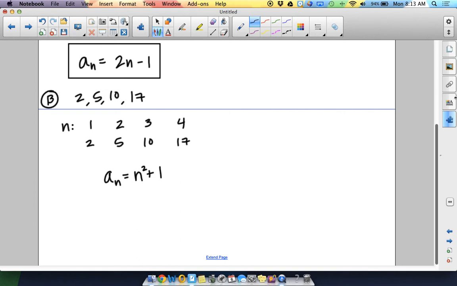So let's look at differences here. The difference between 2 and 5 is 3. The difference between 5 and 10 is 5. The difference between 10 and 17 is 7. And there is a pattern involved there. But what I want you guys to see is that you're not just increasing by the same number every time. You have to have something more powerful. So it's something squared.